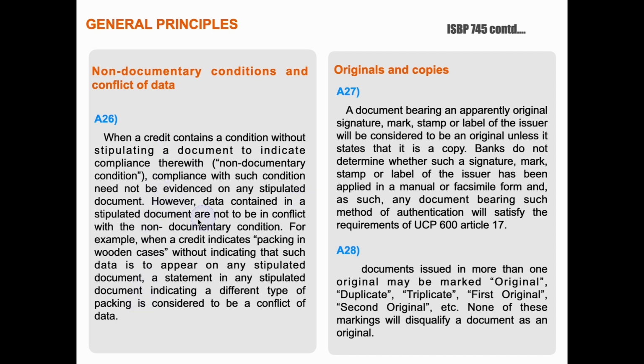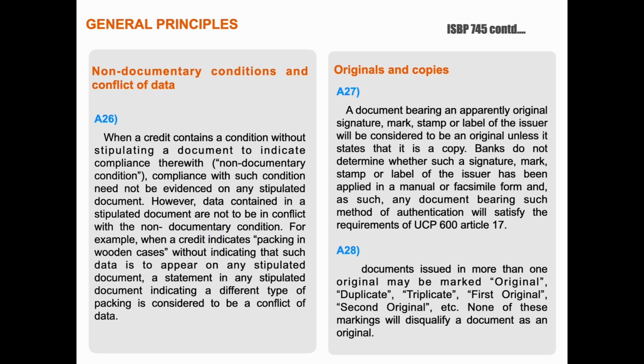However, data contained in a stipulated document is not to be in conflict with the non-documentary condition. For example, when a credit indicates packing in wooden cases without indicating that such data is to appear on any stipulated document, a statement in any stipulated document indicating a different type of packing is considered a conflict of data. Meaning there is a condition in field 47A that the packing should be in wooden cases, but no document has been called for in field 46A to evidence the same. It's a non-documentary condition.